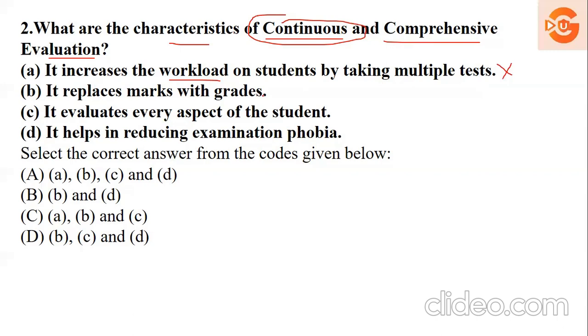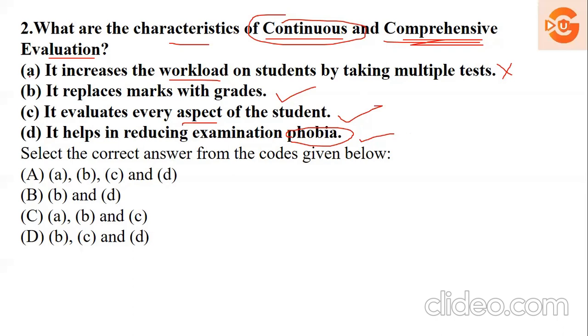It replaces marks with grades. Yes, we have a new system of marking. It evaluates every aspect of the student. Now see, comprehensive means, as I told you, it takes into consideration every aspect. When you are very clear with the terms, it becomes easier to select the options. So yes, this is definitely there. It helps in reducing examination phobia, that is fear. Yes, if you practice regularly with children, the phobia in the mind of a child related to examination will definitely reduce.